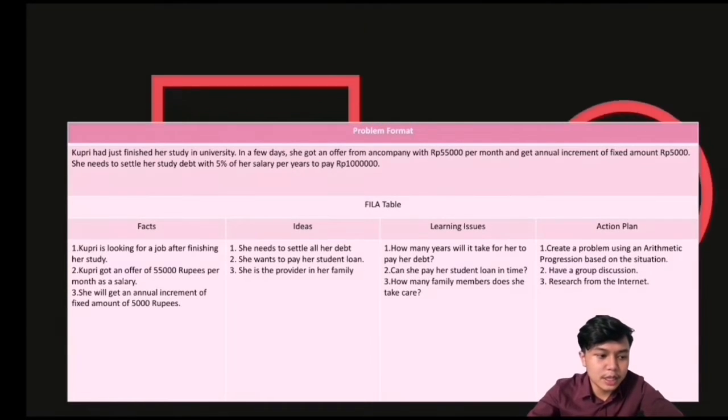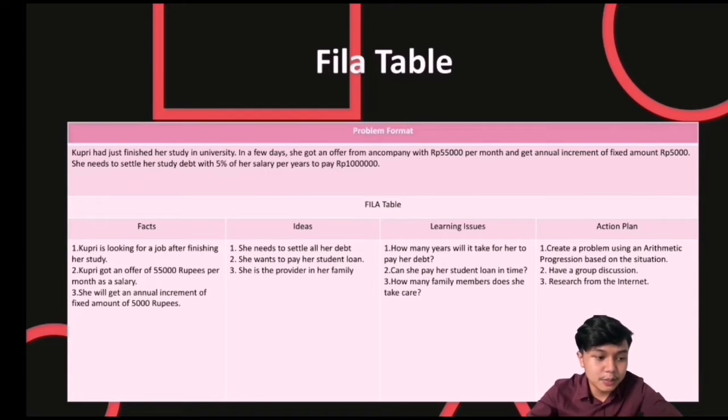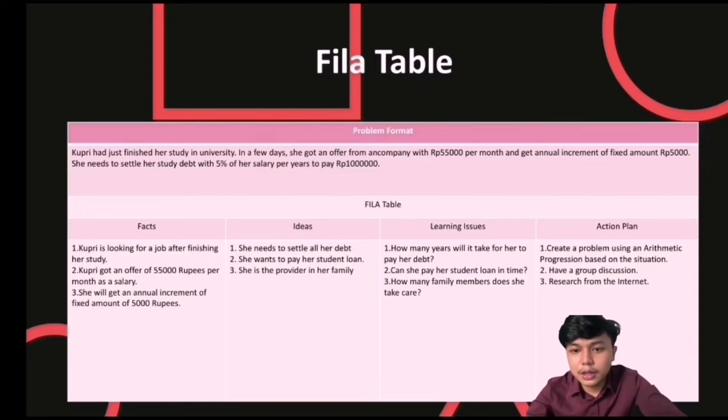Assalamualaikum, my name is Muhammad Iyad Yakin, and I will be presenting the problem, fact table, and the solution for the video 1. Okay, for the problem format, Kupri had just finished her study in university. In a few days, she got an offer from a company with 55,000 per month and annual increment of a fixed amount of 5,000 rupees. She needs to settle her study debt with 5% of her salary per year to pay 1 million rupees.